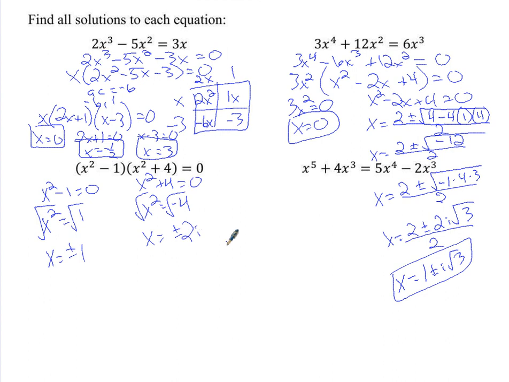It's plus or minus because I took the square root of both sides of an equation. It's 2i because I took the square root of negative 4. Can't take the square root of negative 4, but I can take the square root of positive 4, as long as I call it i. How many solutions did I get total? 4. And I was expecting 4.